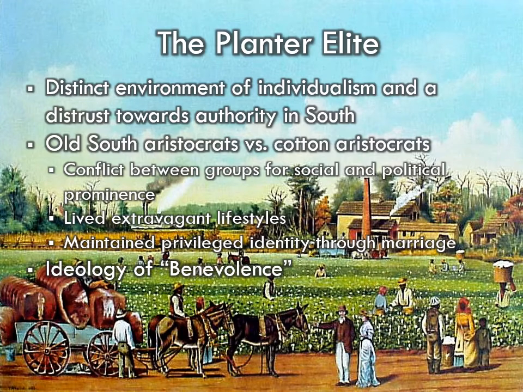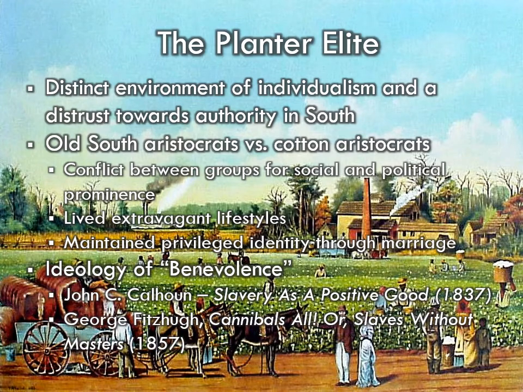The other thing that's going to be very important to know about the planter elite is this ideology of benevolence, which we kind of touched upon in one of our previous lessons. Benevolence was this idea that, excuse me, slavery was a good thing. In fact, John C. Calhoun in 1837 gave a speech titled "Slavery as a Positive Good." That they saw slavery as a normal condition, that it was the natural result of their white racial superiority. And so they saw their peculiar institution as being a good thing.